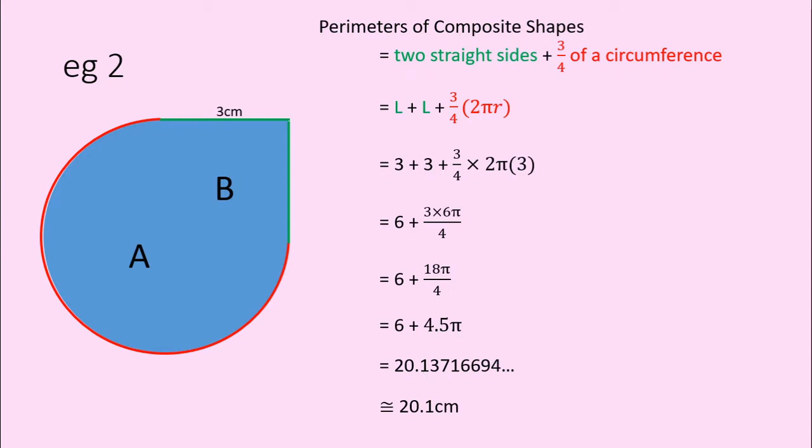Now this is a perimeter. It's not a 2-dimensional measure. It's just a sum of 1-dimensional lengths around the shape. So it's measured in centimeters, not centimeters squared.